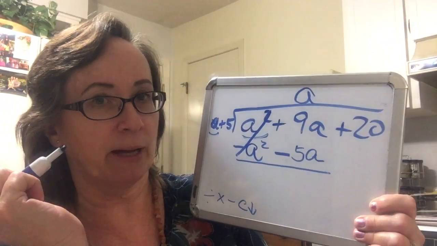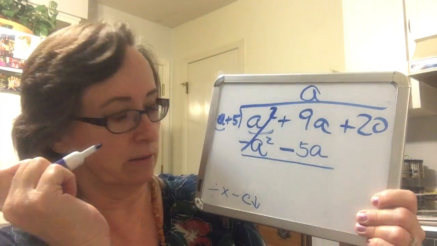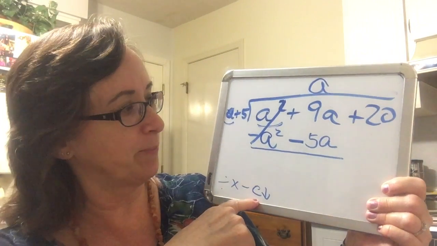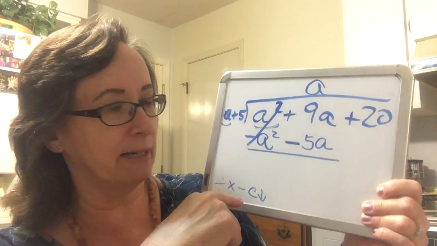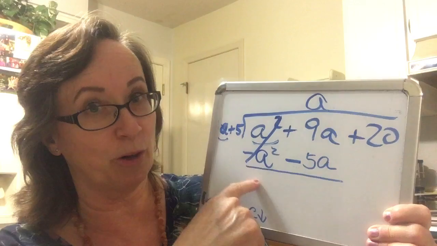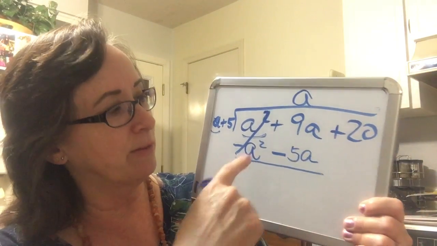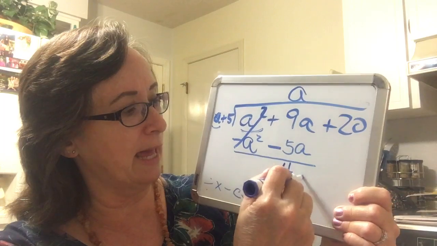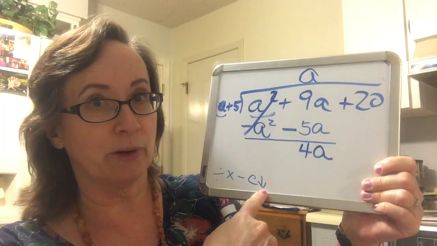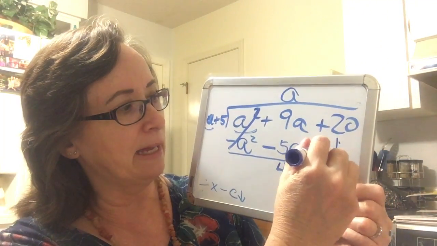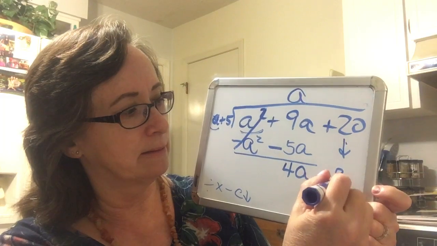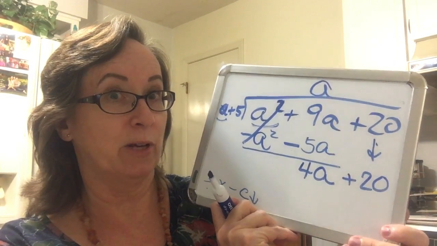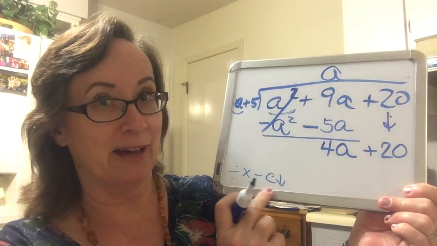So here's my check. A squared take away a squared is 0. That's my check step, where we're comparing to see if we did it right. That should always happen. Then 9a minus 5a is 4a. And then I'm going to bring down my 20. So now I'm ready to start over again because I've done all 5 of my steps.